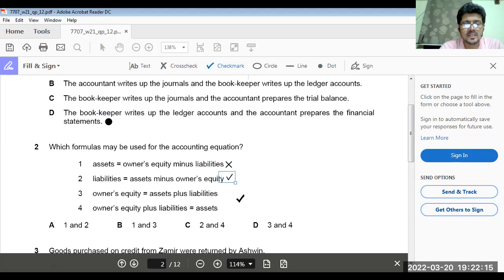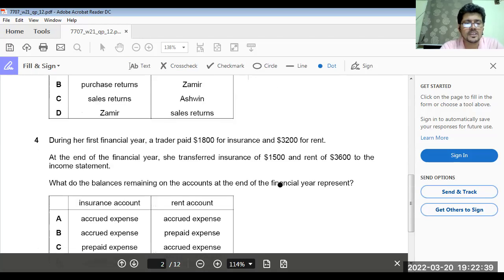Owner's equity is equal to assets plus liabilities. Okay, this is wrong. Assets is not going to be added with liabilities or capital. Owner's equity plus liability is equal to assets. Yeah, this is correct. So 2 and 4 are the correct options. So our answer is C option. Yes, C is the correct answer. Done? Okay.